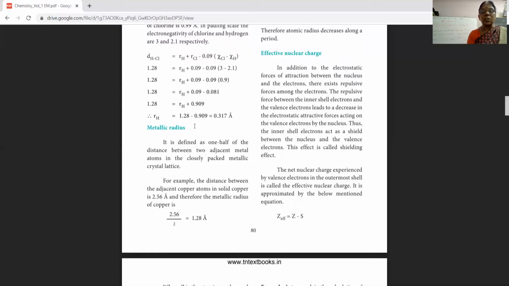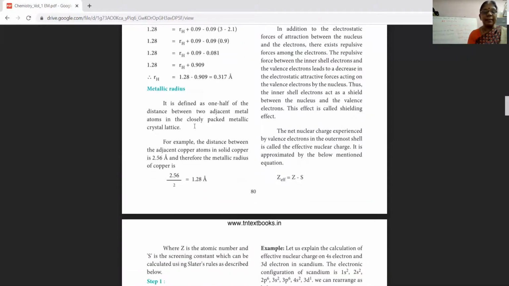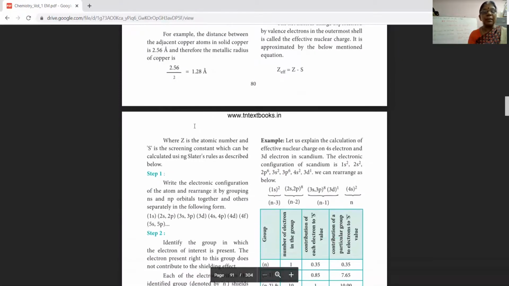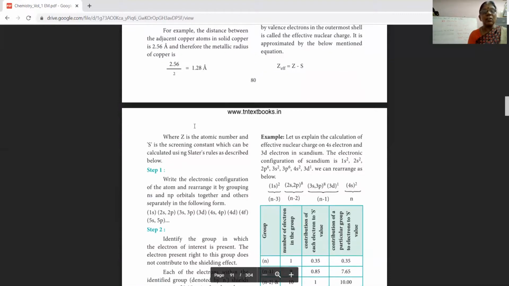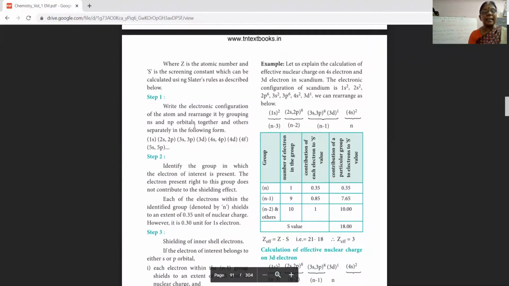The net nuclear charge experienced by the valence electron in the outermost shell is called the effective nuclear charge. It is approximated by the equation Z_eff is equal to Z minus S. Here, Z is the atomic number and S is the screening constant, which can be calculated by the Slater rule.